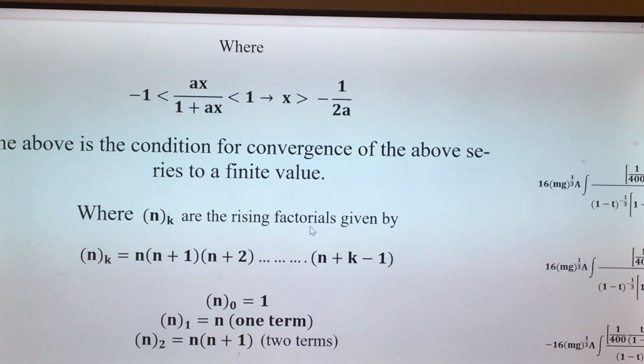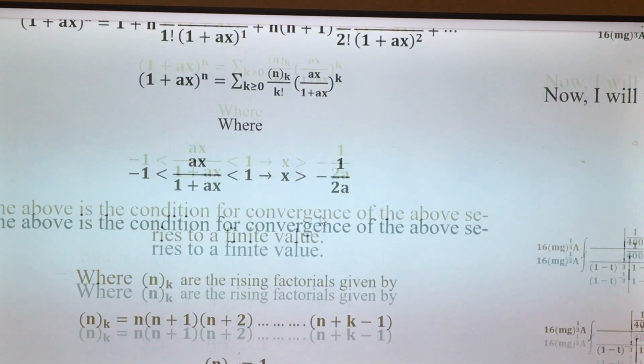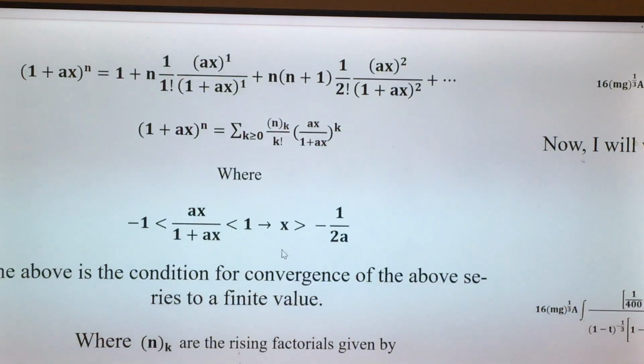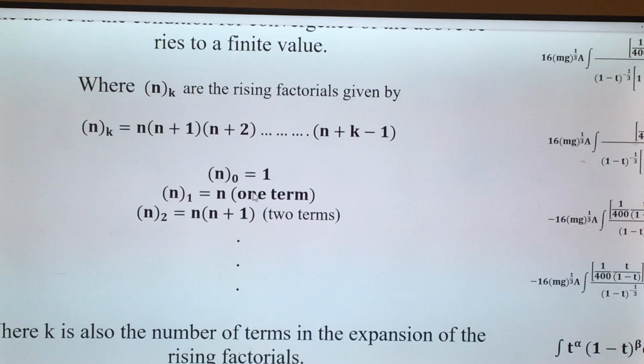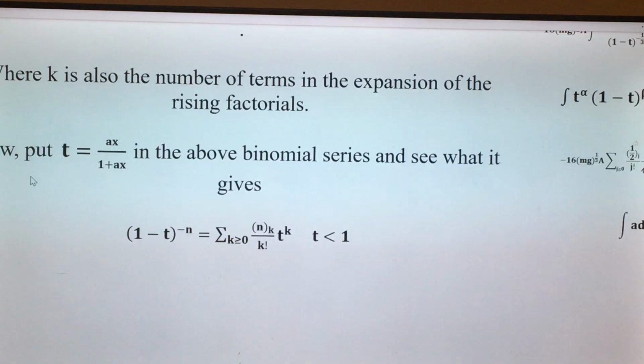Okay, where n, k are the rising factorials, very natural, given by n, k is equal to n and so on. And n, 0 is equal to 1, n, 1 is equal to n, where k is also the number of terms in the expansion of the rising factorials. Now put t equal to ax over (1 plus ax) in the above binomial series and see what it gives. It gives you this, with t less than 1. This is Umar Khayyam's binomial series. If you do the substitution here, it will give you Umar Khayyam's binomial series.